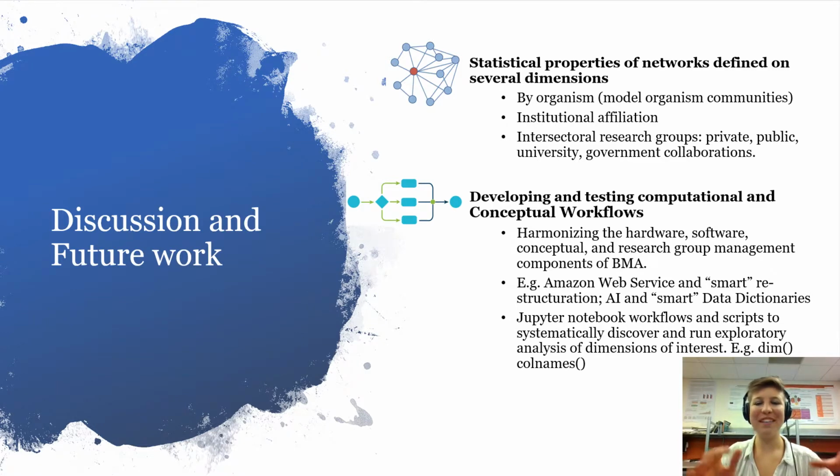Okay, so future work. There are two pieces of our future work. The first one is analytic, and the second one is more along the workflow and systematizing big metadata analytics. So the first one is looking at statistical properties of networks as defined by several dimensions of the functional and architectural requirements for metadata. So the first one is by organism.